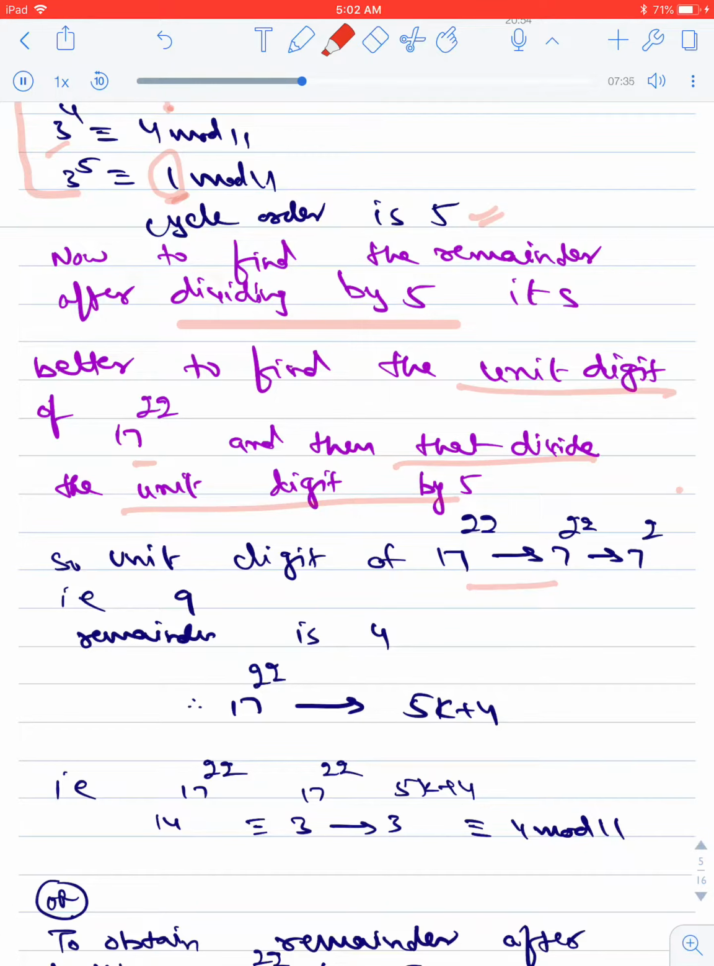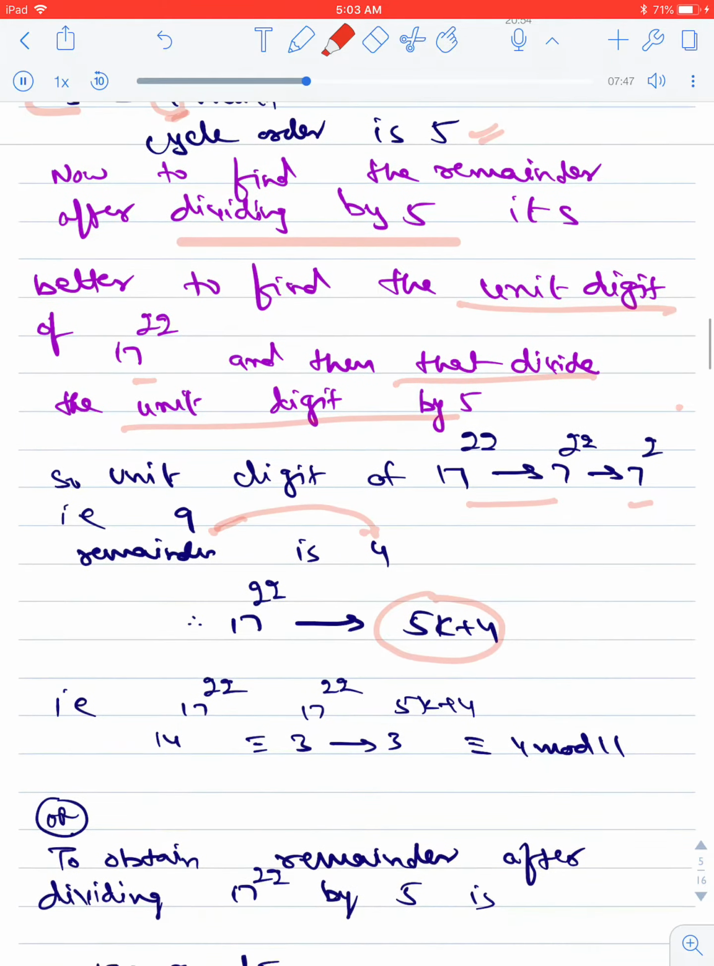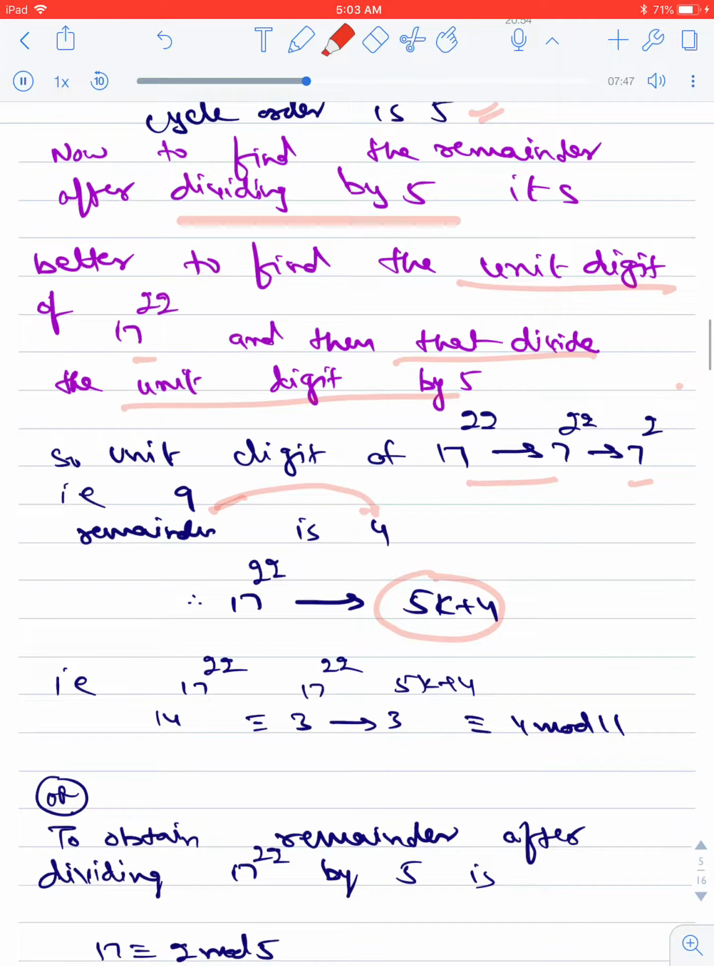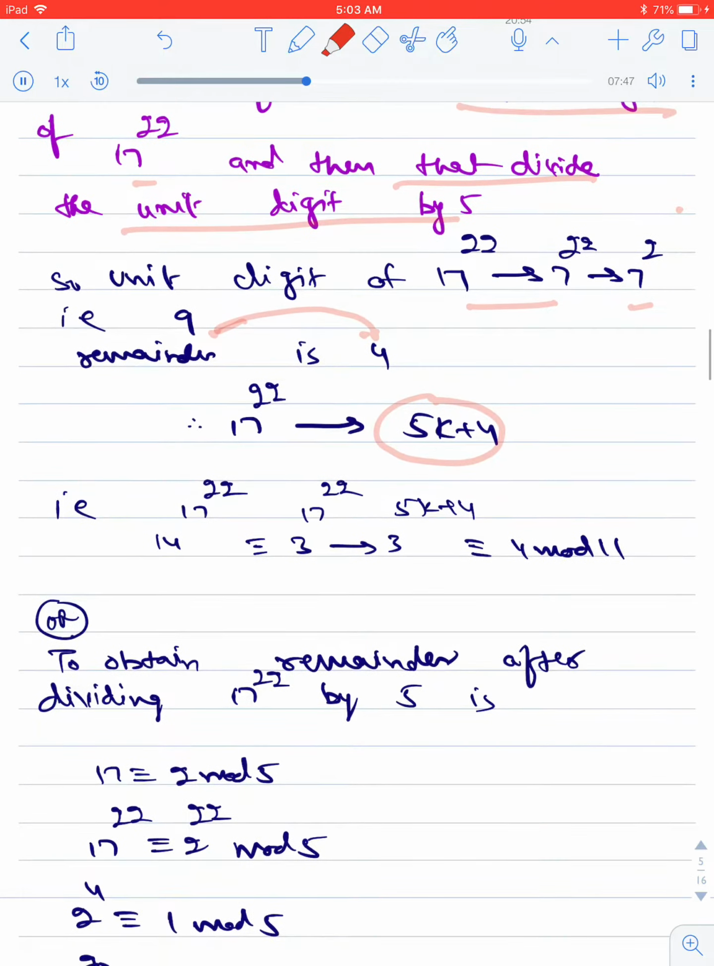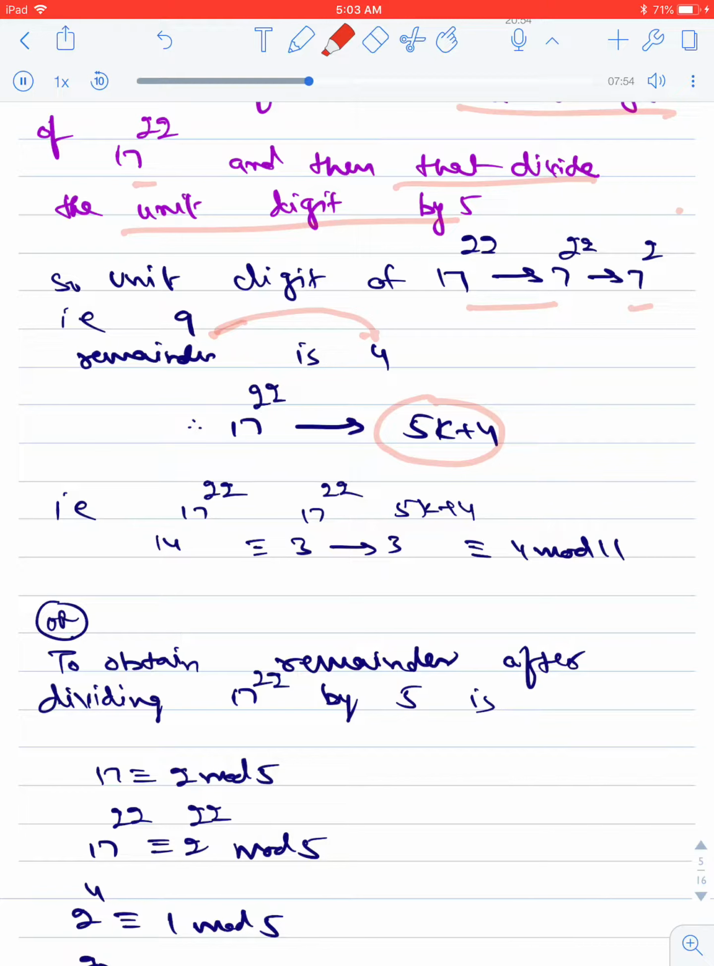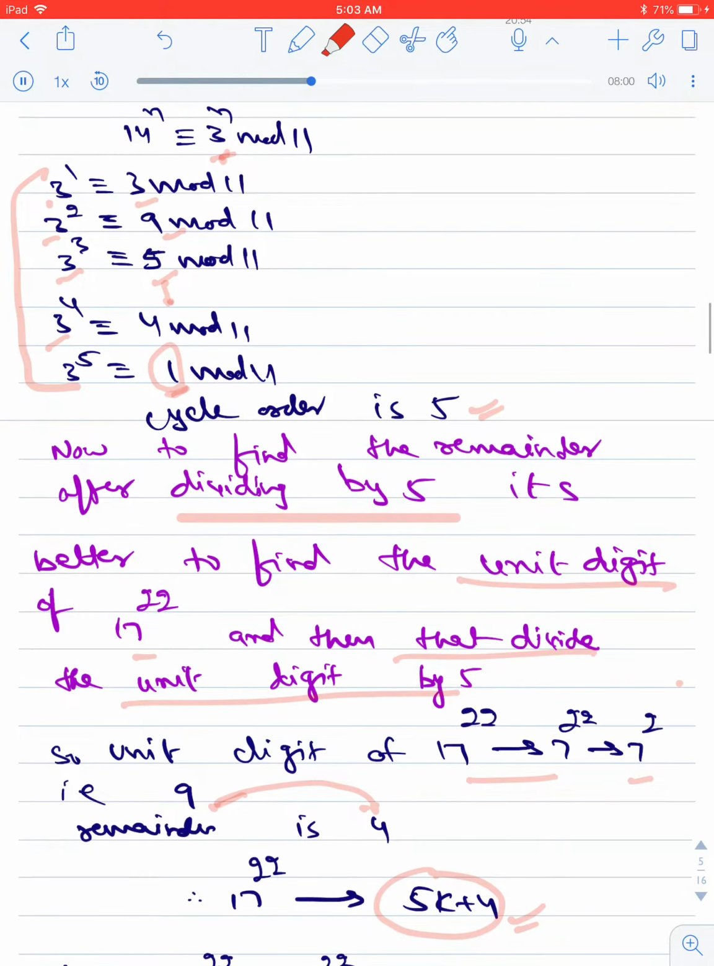Since 7 has a chain of 4, it behaves as 7 square, that is 49, whose unit digit is 9. Now divide this unit digit 9 by 5, we get the remainder 4. That is, 17 raised to 22 leaves the remainder 4 when divided by 5, that is, it is of the form 5k plus 4.